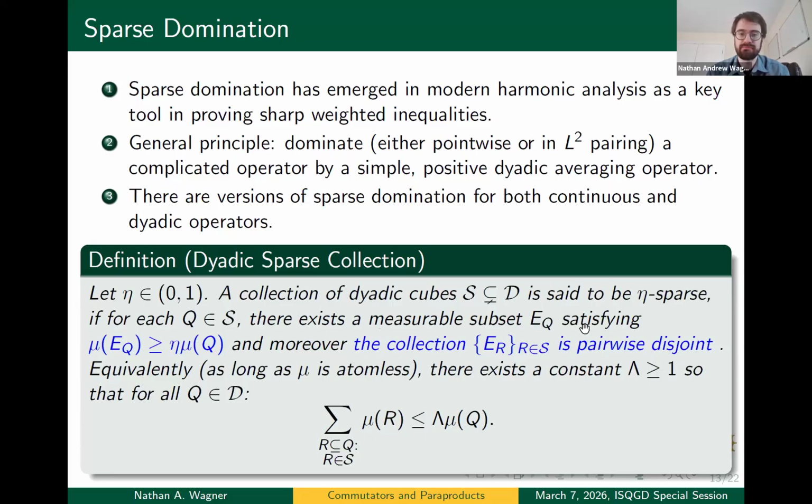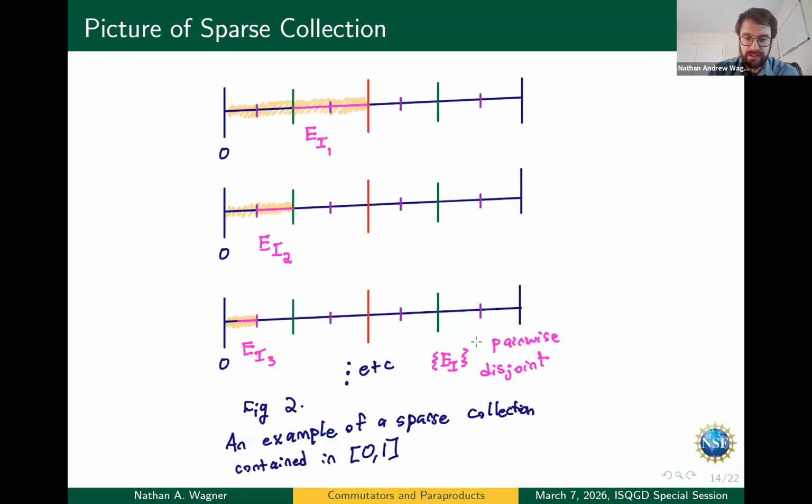And so these distinguished subsets are pairwise disjoint, but the original intervals need not be. And this is actually equivalent to a Carleson packing condition. And so this is kind of a quick picture of a sparse collection.